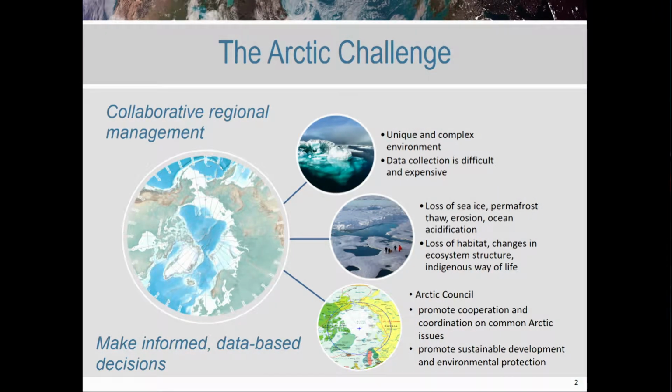The Arctic, I think we all know, is a unique and complex environment, and data collection can be difficult and expensive. It's also a region that's uniquely susceptible to effects from climate change. If you look at the map here, we can see that it's a circumpolar sea, and it's surrounded by 8 nations: US, Canada, Russia, Finland, Norway, Sweden, Denmark, and Iceland.